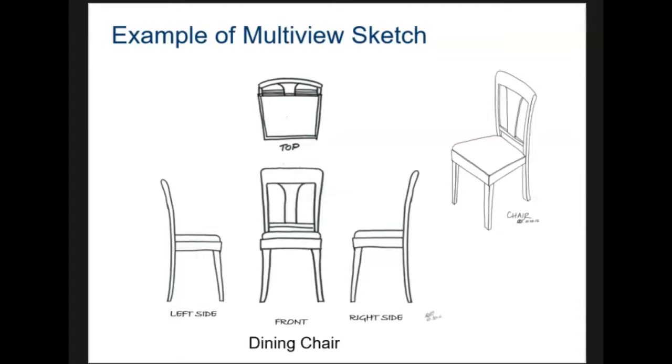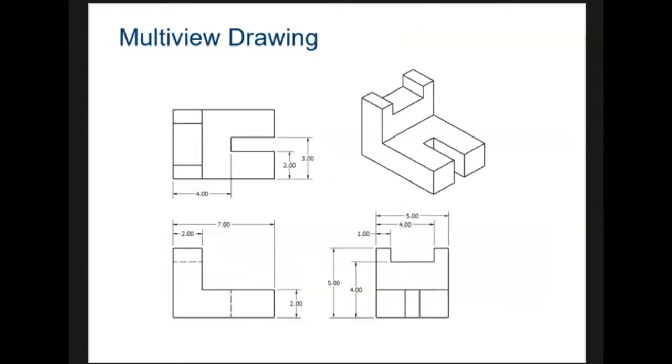Here's an example of a multi-view sketch. It's a dining chair. You'll recognize this view. This is an isometric view here, and these are the multi-views of that same isometric sketch. So we have the front, the top, the right side, and the left side of this chair.